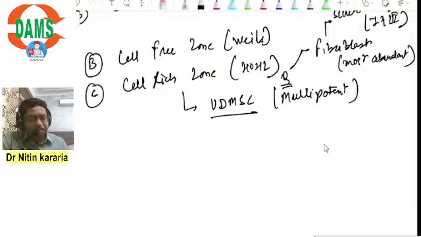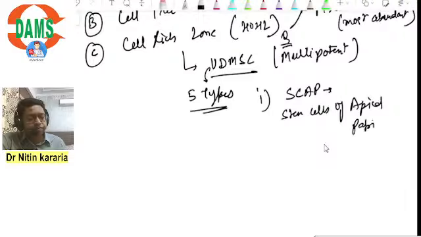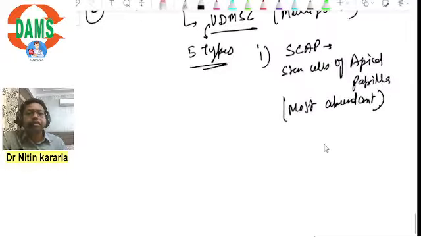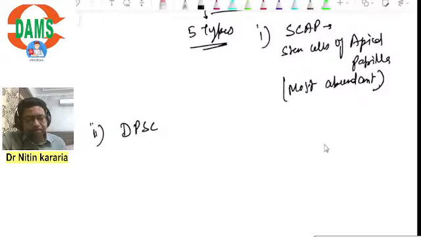Okay, there are 5 types of these undifferentiated mesenchymal stem cells usually present. One is stem cells of apical papilla. SCAP stands for stem cells of apical papilla. They are the most abundant or rich source of stem cells. Okay. Then we have dental pulp stem cells. DPSC stands for dental pulp stem cells.